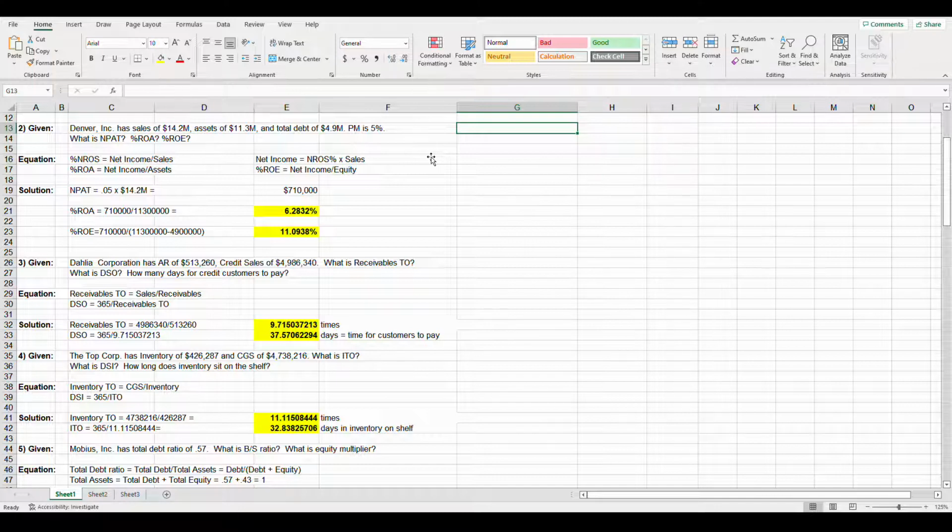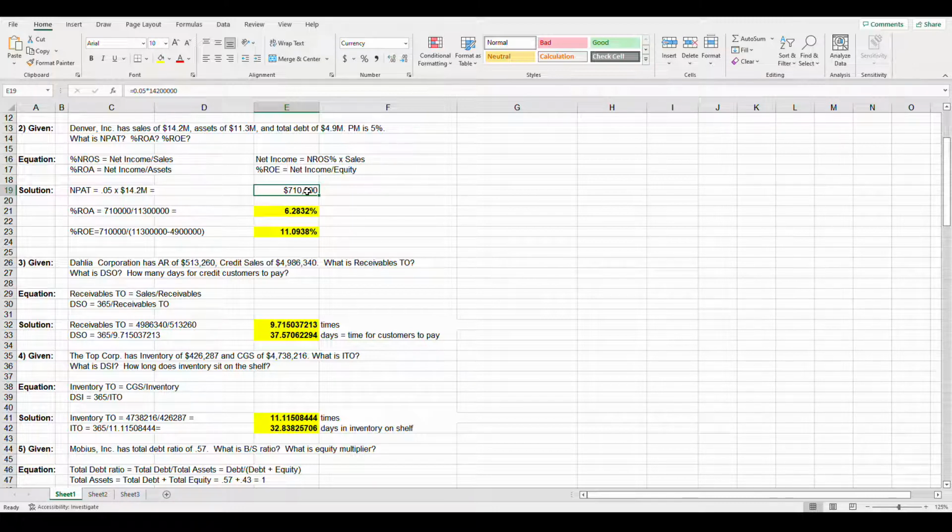Net return on anything generally is net income over anything. So net return on sales, aka profit margin, is net income over sales. Net return on assets is net income over assets. Net return on equity is net income over equity. And you can see all these equations spelled out there. To get these, we need to first solve for net income. So net income is equal to NROS percent, which is given, also known as profit margin, times the sales number. So there I would take 0.05 of net return on sales or profit margin times sales of $14.2 million to get net income, or an NPAT, of $710,000.